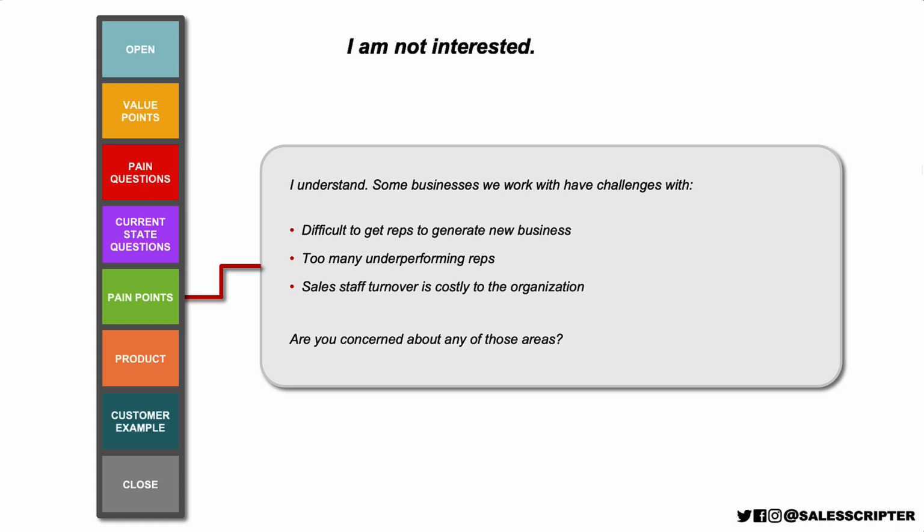And you could also deflect to common pain points. So the prospect says, "I'm not interested." "Hey, I understand. Some businesses that we work with often have challenges that it's difficult to get reps to generate new business, and they have too many underperforming reps. Are you concerned about either of those areas?" So what I did there is I used the building blocks from our sales message to create 3 different objection responses that keep the conversation going when you face I'm not interested.